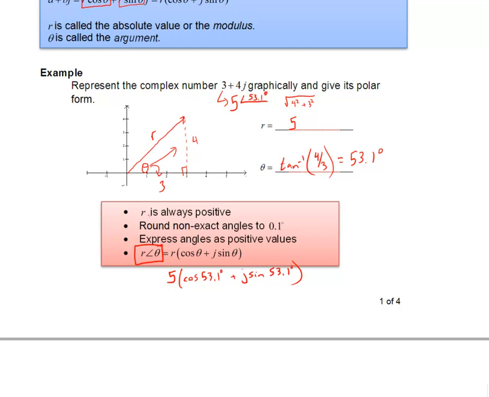A couple of things to remember: r is always positive because we're always going to be talking about a distance. It won't matter what quadrant we're in. If we can't get the exact value of the angle, we should round it to 1 decimal place. And we should always express the angles as positive values. So if we do find ourselves with negative angles, we have to do the correct addition to get it to the equivalent or coterminal positive angle.